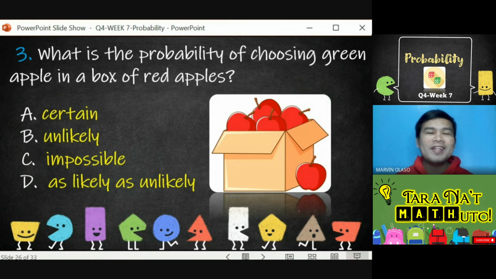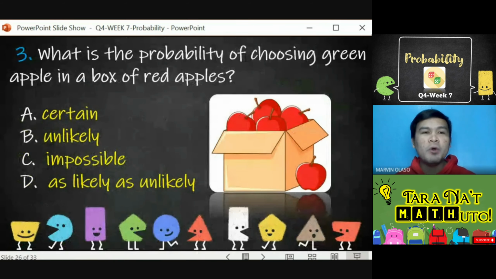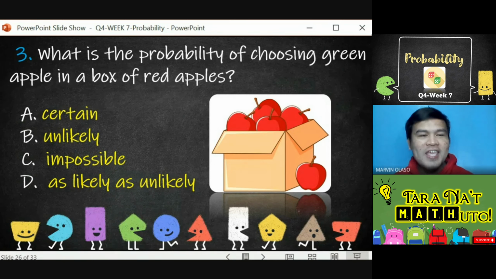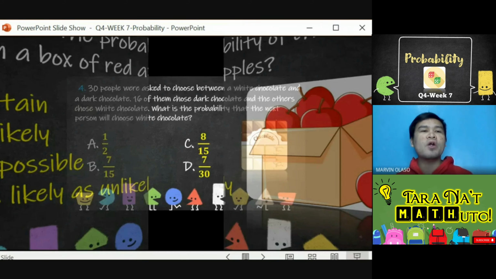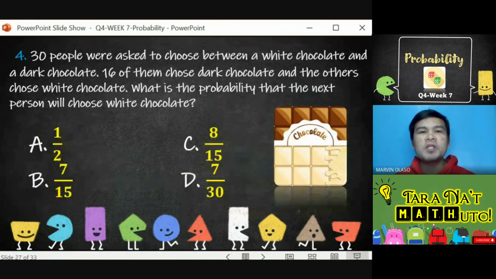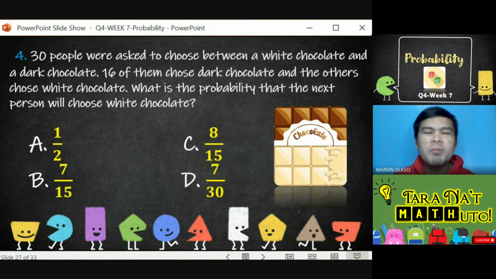Number 3. What is the probability of choosing a green apple in a box of red apples? Is it A, certain; B, unlikely; C, impossible; D, as likely as unlikely? Number 4. 30 people were asked to choose between a white chocolate and a dark chocolate. 16 of them chose dark chocolate and the others chose white chocolate. What is the probability that the next person will choose white chocolate? Is it A, 1/2; B, 7 over 15; C, 8 over 15; or D, 7 over 30?